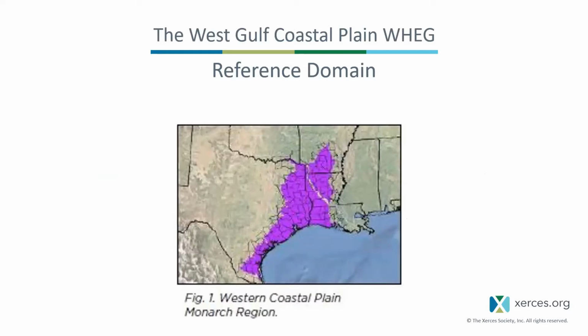The specific WHEG I want to talk about is the West Gulf Coastal Plain WHEG. The reference domain of that WHEG, you can see here on the map, was mainly for the piney woods of the coastal plain, East Texas, western Louisiana, southern Arkansas. However, at the permission of Arkansas NRCS, this WHEG could be used just about anywhere in Arkansas. So if you're anywhere in Arkansas, and I think just about everybody here is except me, this WHEG could be useful to you.